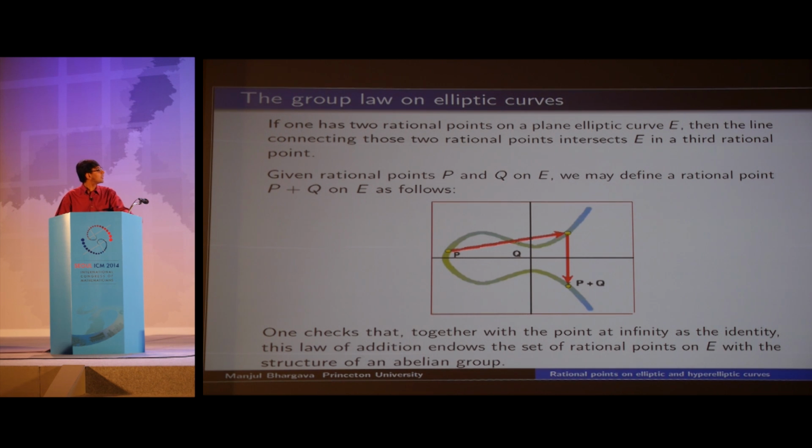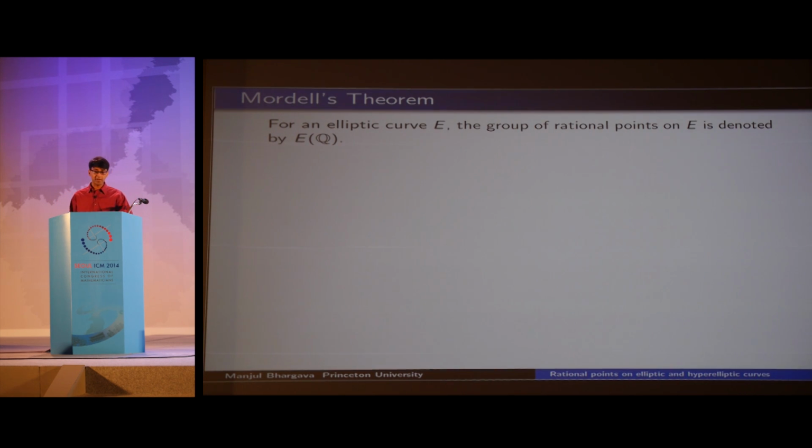Okay, so that's the group law on the rational solutions to an elliptic curve, the rational points on an elliptic curve. And so we can ask then, if we're given an elliptic curve, what does that group look like? What does the group of rational solutions look like? What is the structure? So for an elliptic curve E, the group of rational points on E is denoted by E of Q. So the group is called E of Q.